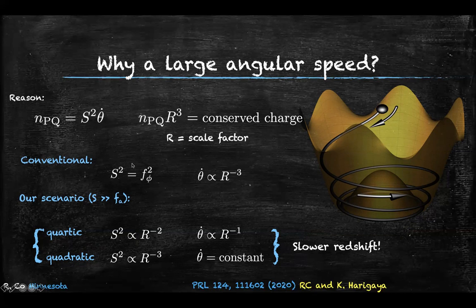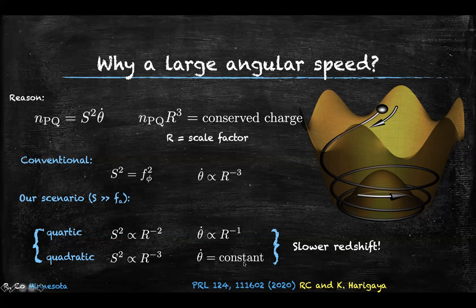because S is constant. But in our scenario, if S is much larger than the vacuum value, then this S squared can actually scale as R to the minus 4 for the quartic potential in the Sexton direction, or it can scale as R to the minus 3 in the quadratic potential in the Sexton direction. In those cases, from this scaling, you can work out that theta dot scales as R to the minus 1, or theta dot actually remains a constant.